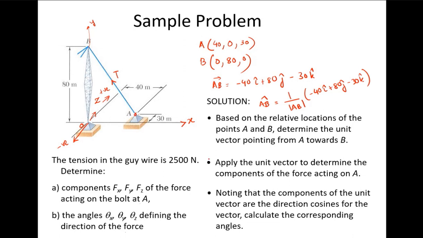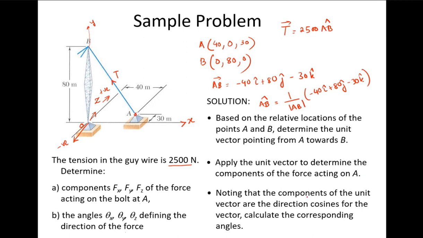Okay. Now the tension is given to me as 2500 Newton. Right? So what will be the tension vector then? The tension vector will be equal to 2500 into AB cap, correct? So now apply the unit vector to determine the components of force acting on A.